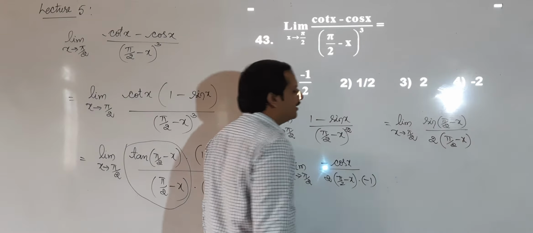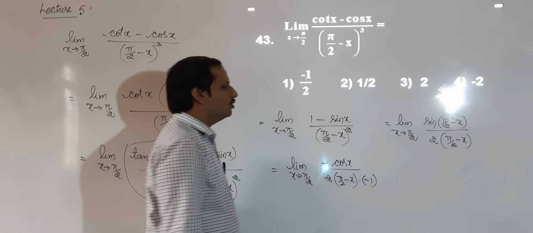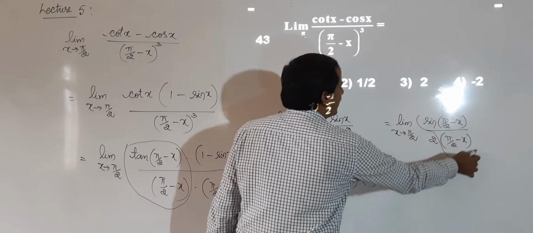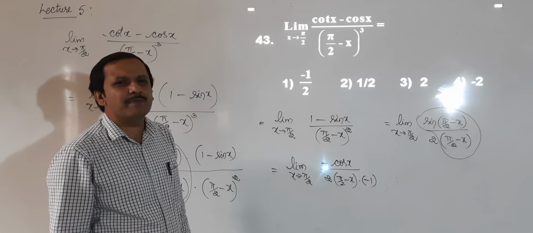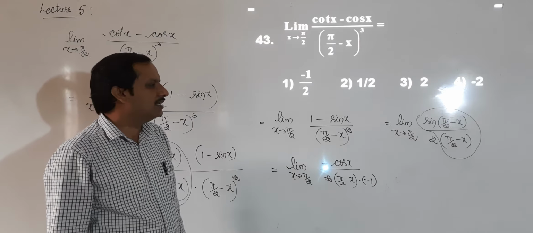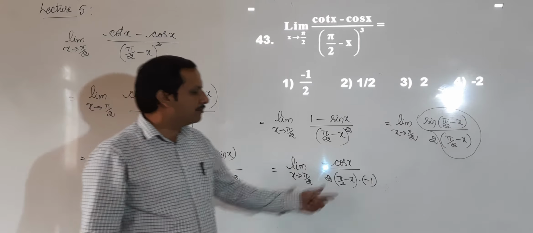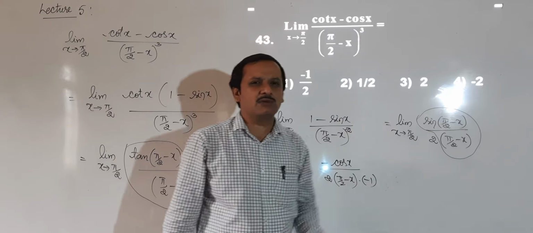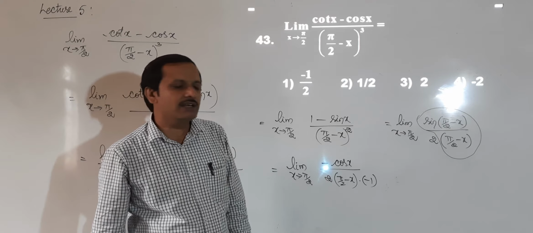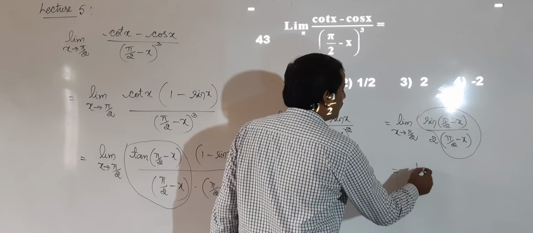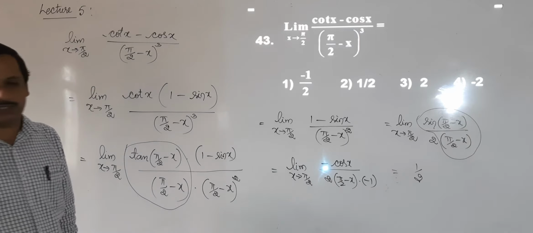Limit x tends to pi by 2 of sin of pi by 2 minus x divided by 2 into pi by 2 minus x. Now as x approaches pi by 2, sin of pi by 2 minus x divided by pi by 2 minus x will become 1. So this is as good as limit theta tends to 0 sin theta by theta. Because when x approaches pi by 2, pi by 2 minus x will tend to 0. So sin theta by theta will become 1. So the answer is 1 by 2, which is the second option.